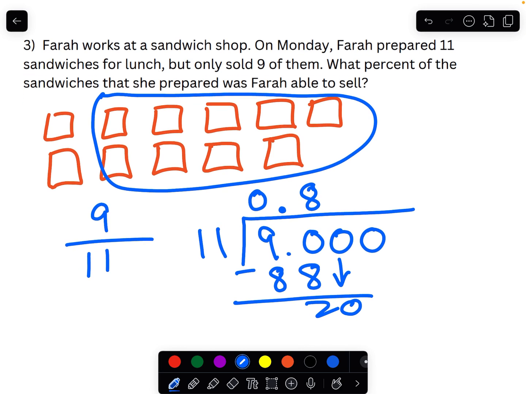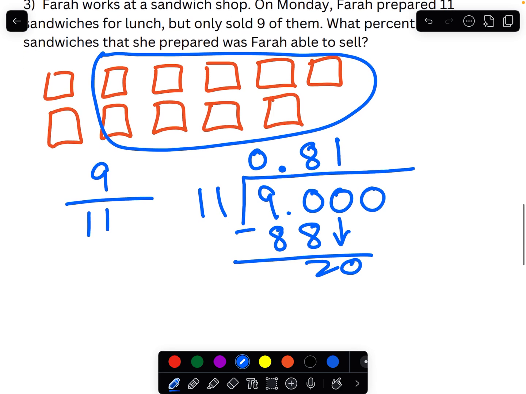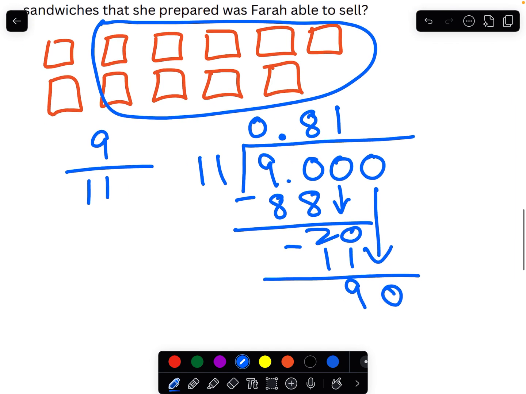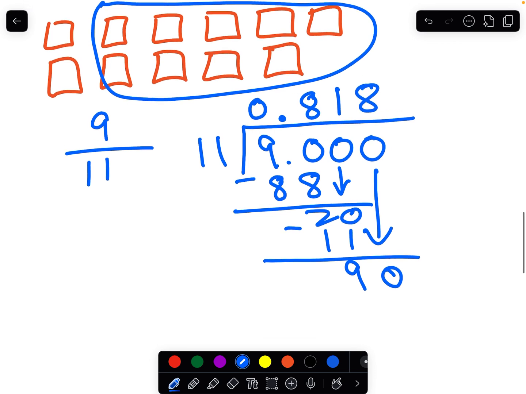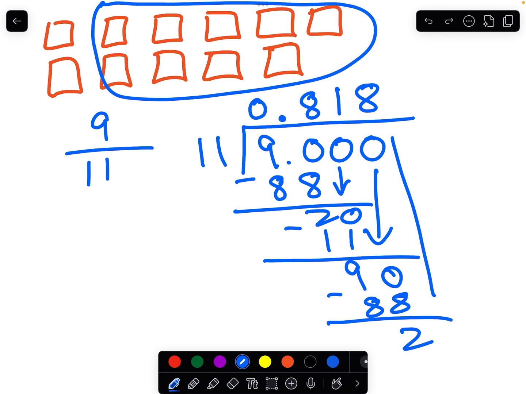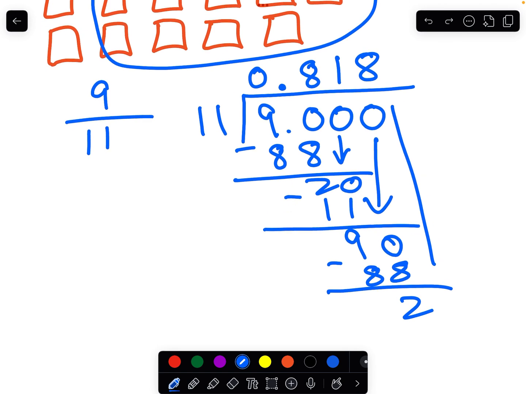How many times does 11 go into 20? Only once. What is 11 times 1? It's 11. I'm going to subtract. What is 20 minus 11? Well, it is 9. Bring down. I'm going to do it one more. We're going to go 3 spaces out. How many times does 11 go into 98? We already did that. 11 times 8 is 88. What do you know? I kind of see a little pattern developing. And I don't even need to keep going. I've gotten to the number of decimal places that I need. So here's what I've got.